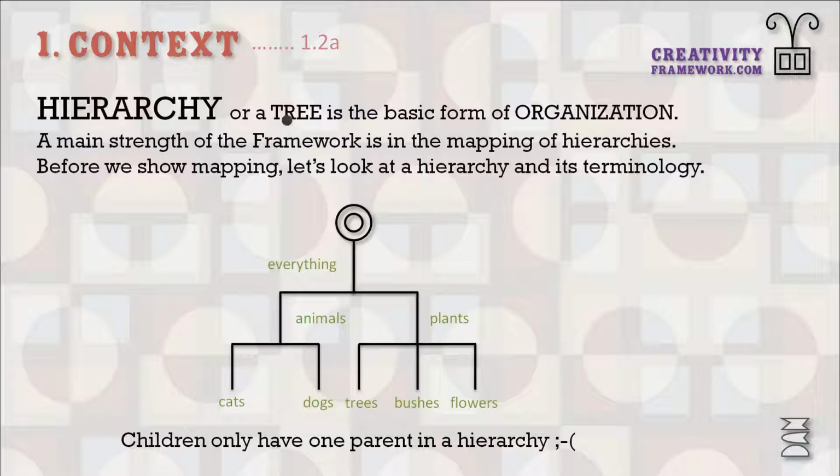So a hierarchy or a tree is the basic form of organization. A main strength of the framework is in the mapping of hierarchies. Mapping is another word for isomorphism, by the way. It's a mapping of hierarchies. Before we show mapping, let's take a look at the hierarchy and its terminology. So here we have node 0 with everything in it. And of that, we've divided up everything into animals and plants.